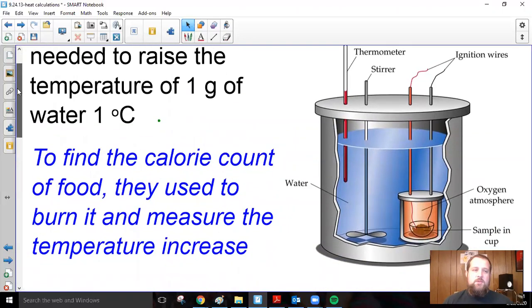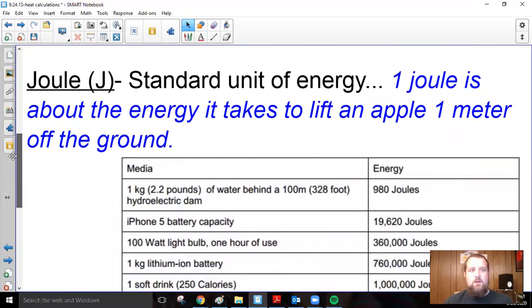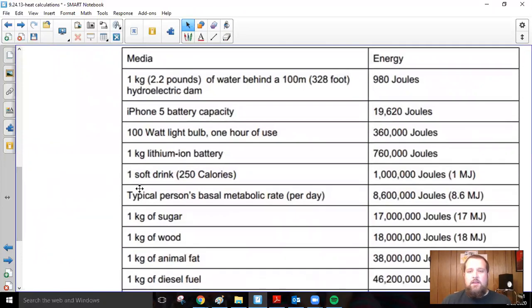Now they've switched over to a different unit called the joule. This is the standard unit across all of science for energy. And this one's a little bit harder to picture. It's more of a derived unit, but the way you can think about it is the energy it takes to lift an apple off the ground 1 meter or 3 feet. That's 1 joule.